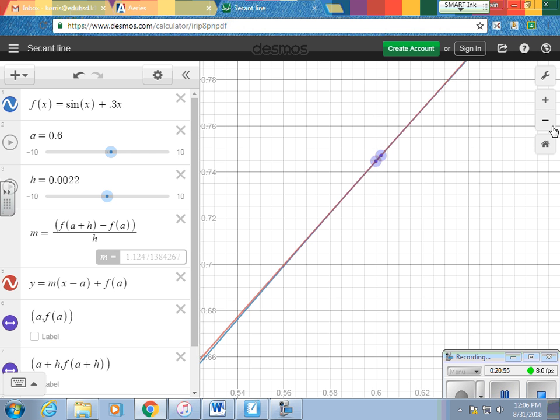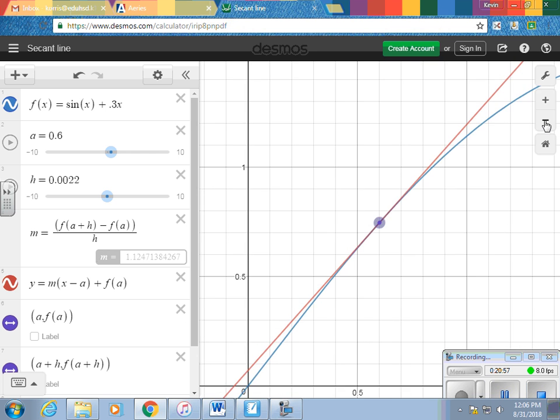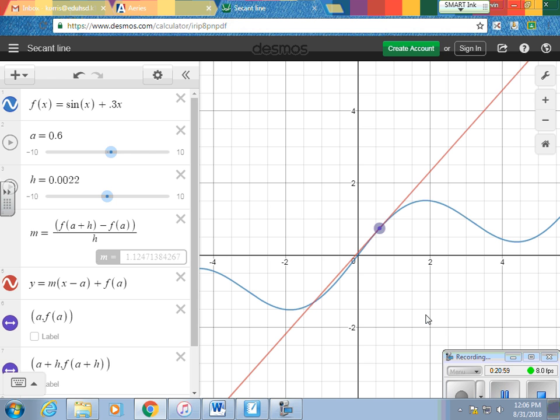Now, if I were to zoom out, where is that tangent line accurate? It's only the same at that point. If the point is farther away, it doesn't do me any good. So we will be using tangent lines to evaluate curved functions with a straight line, but you can see it only works up close.